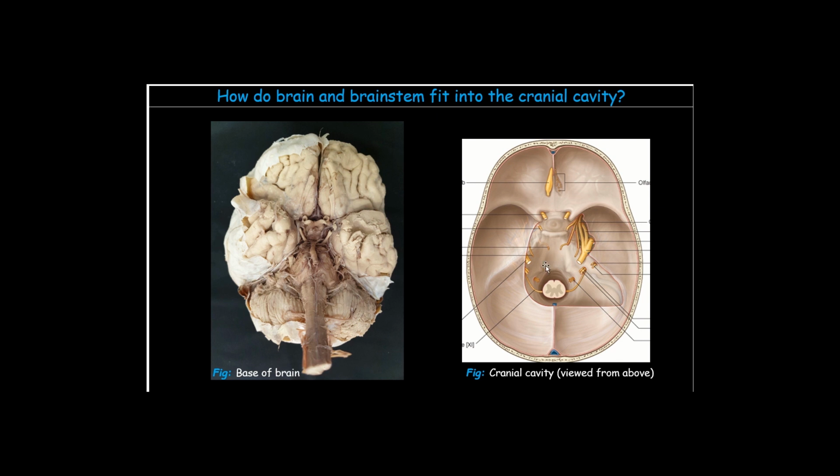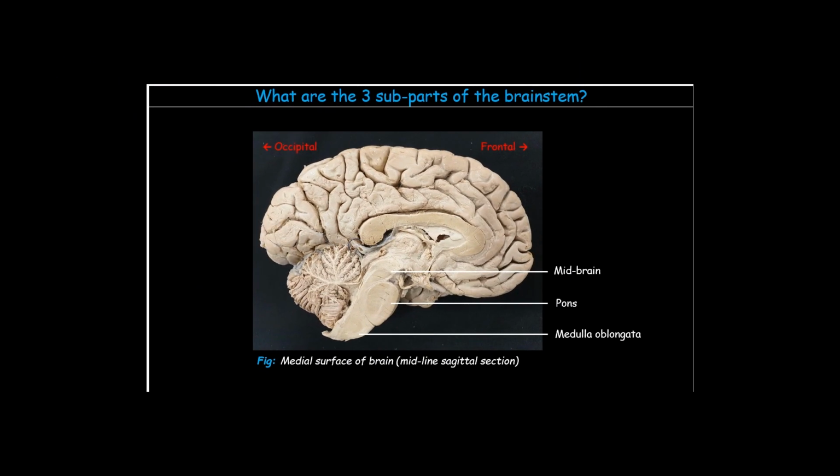And so in the base of the cranial cavity, we can see a big foramen here, which is the foramen magnum, through which the medulla oblongata is going to continue down as the spinal cord and exit the cranial cavity. And then the spinal cord is going to be running down in the vertebral canal. Now, if we take a mid-sagittal section through the brain, then we can see the medial surface of the cerebral cortex over here.